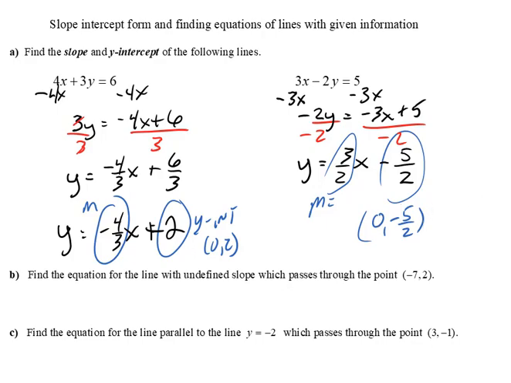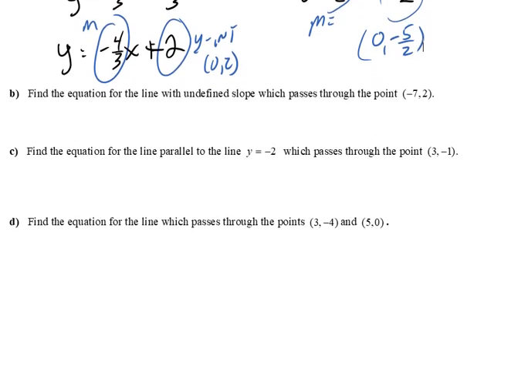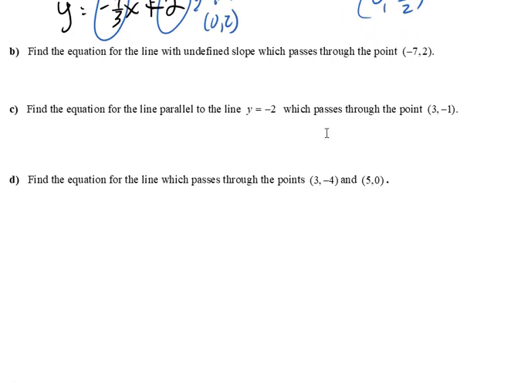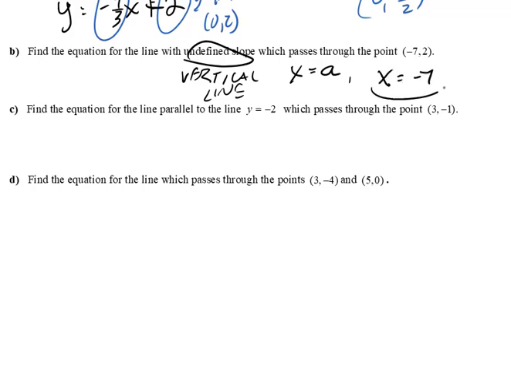All right, so now we want to try and find equations of lines. Find the equation for the line with undefined slope, which passes through the point negative 7, 2. So if the line has undefined slope, that means it's a vertical line. And for a vertical line, the equation is always x equals whatever the x-intercept is. So if the line goes through negative 7, 2, it's going to have the same x coordinate. So the equation of the vertical line would be x equals negative 7.